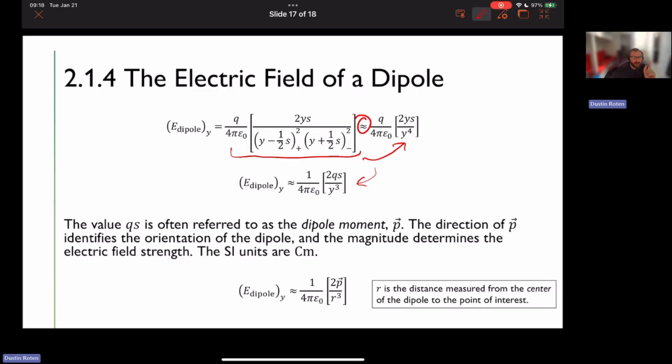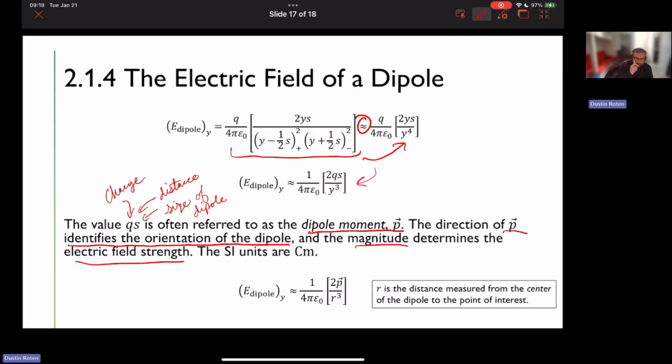Essentially, this value, the charge times distance, and this is a specific distance, is the size of the dipole, or the charge separation in the dipole. This value is often referred to as the dipole moment. The direction of p identifies the orientation of the dipole, and of course the magnitude determines the electric field strength.